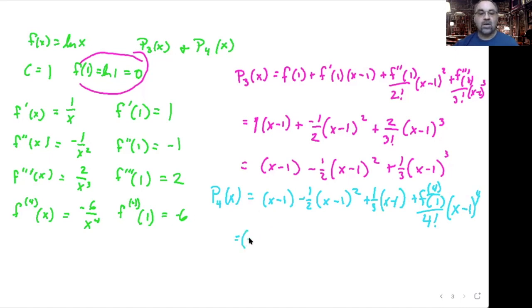So we get (x minus 1) minus 1/2 (x minus 1) squared plus 1/3 (x minus 1) cubed. Oh, I forgot to write the cubed. And minus 1/4 (x minus 1) to the fourth. And some of you might be looking at it going, that seems to alternate signs as it goes along. I wonder if that's an alternating series of some kind. And you'd be right. That's for later, when we get a little bit further along.